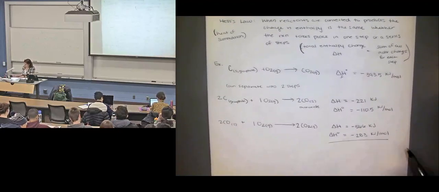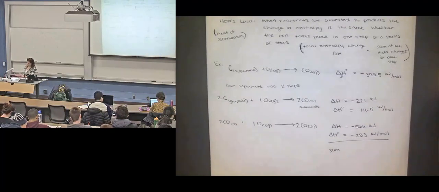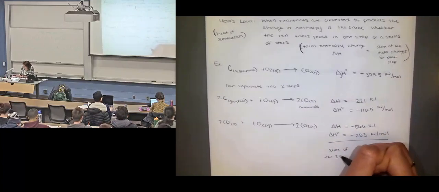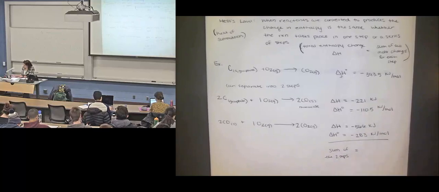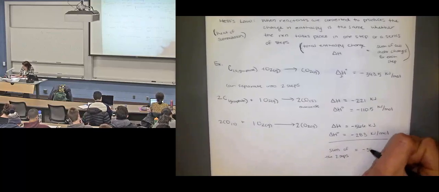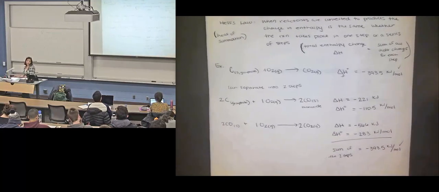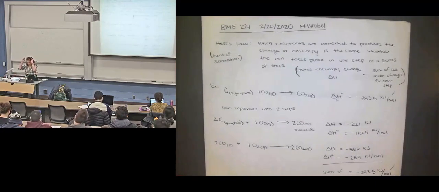And so then what I do is I can just sum these up. It's the heat of summation. The total change in enthalpy will be given by the sum of all the individual changes in enthalpy. So the sum of the 2 steps is negative 110.5 plus negative 283, which is negative 393.5 kilojoules per mole. Checks out. Like I said, I gave these values to you, but you had a whole table of them to do it with.